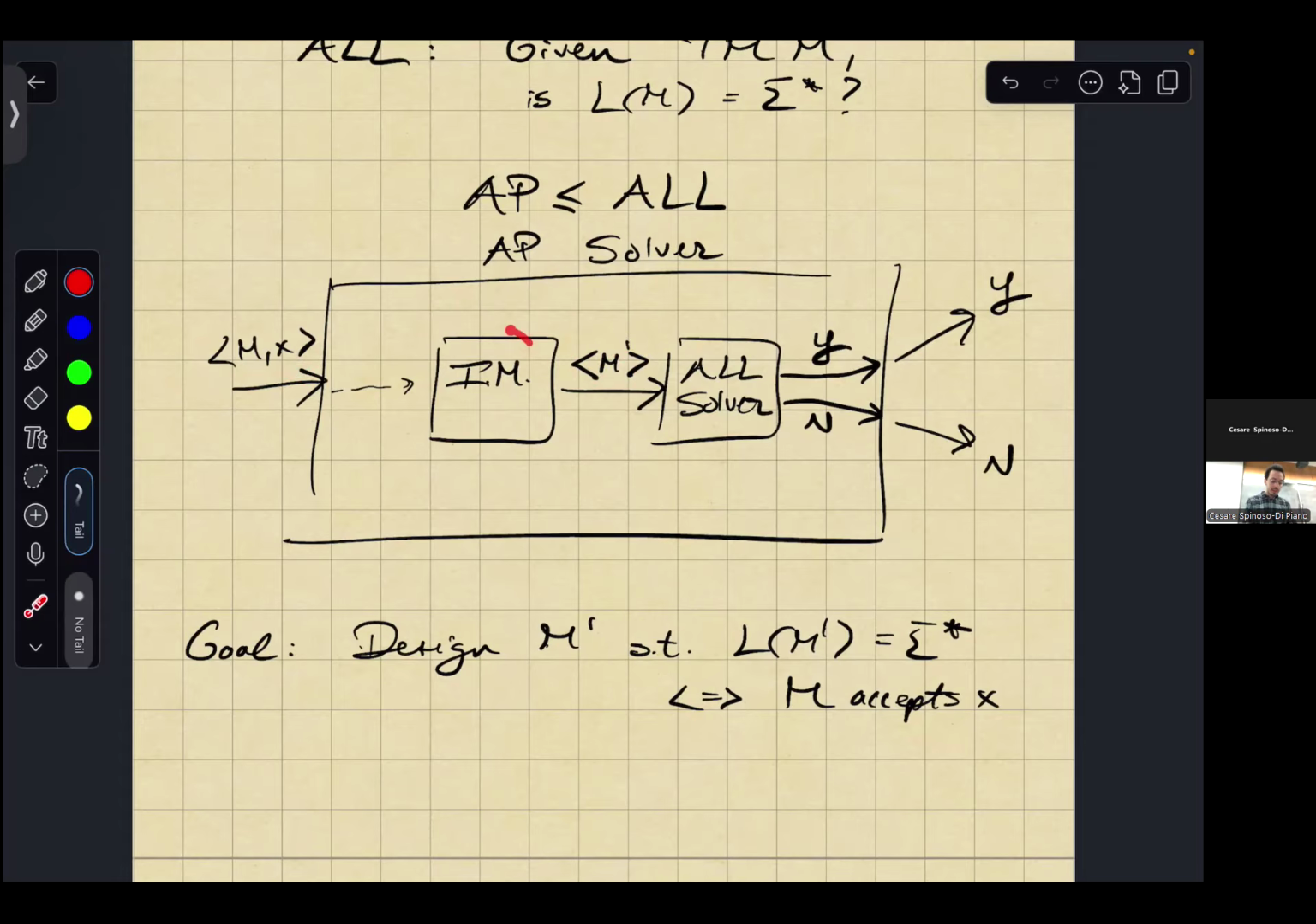If you think of the instance modification as an algorithm, it has access to M and X. That's a key thing when you're designing the Turing machine M prime.